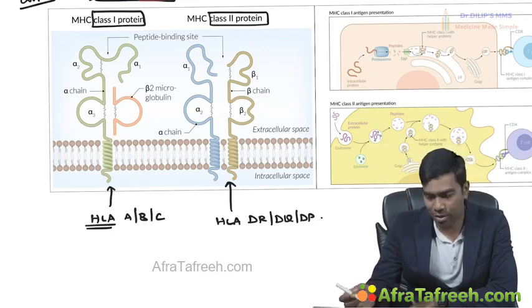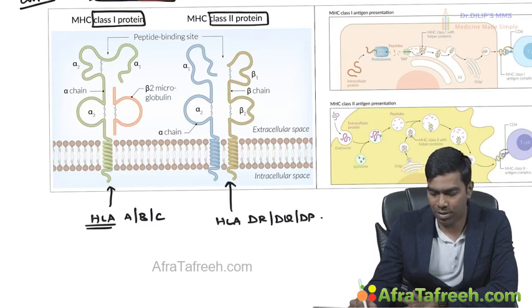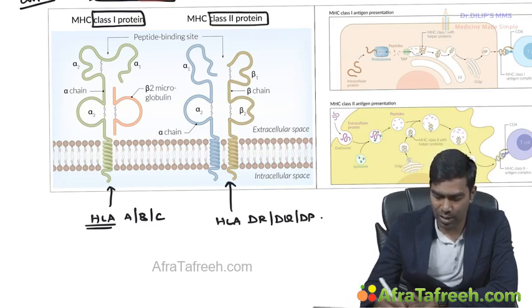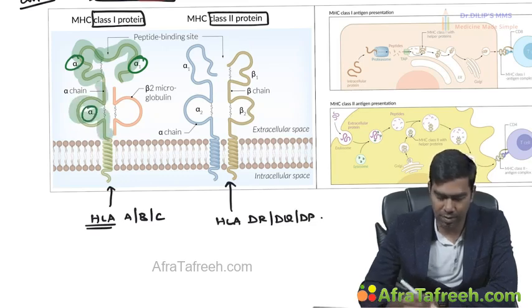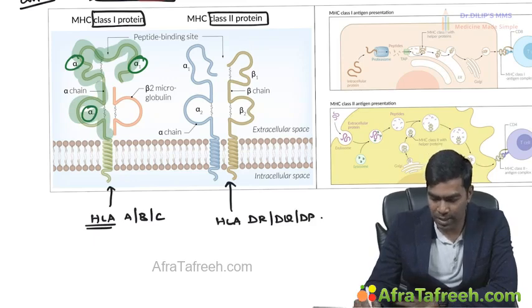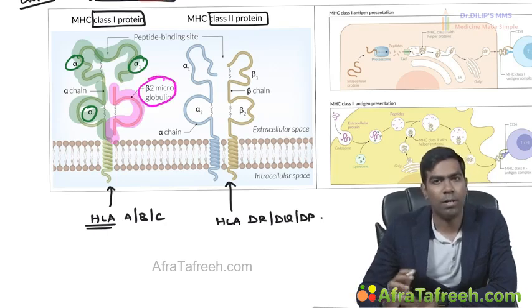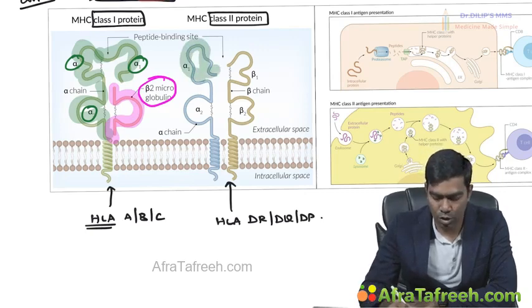There are a lot of differences between MHC class 1 and MHC class 2 proteins. First, let us see the differences in structure. MHC class 1 has 3 alpha chains: alpha 1, alpha 2, and finally alpha 3. This is the first difference. And it has one beta chain in the form of beta 2 microglobulin. But an MHC class 2 protein has 2 alpha chains, alpha 1 and alpha 2, and 2 beta chains, beta 1 and beta 2.